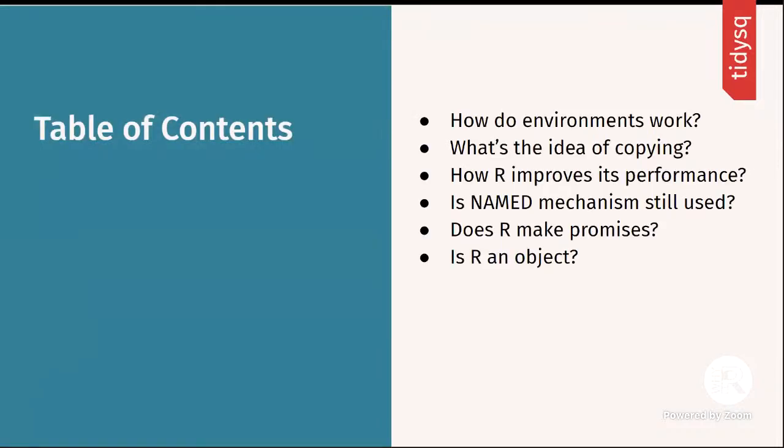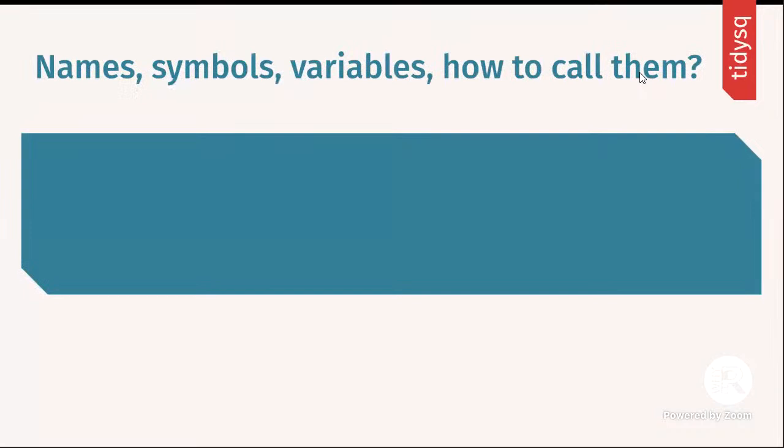The plan for today is to talk about the tricks R uses to efficiently copy objects. Actually, don't expect to learn how to make your code quicker, but you can expect to learn what not to care about while trying to optimize your code, so that you don't have to compromise the readability of your code. First, let's start with the nomenclature.